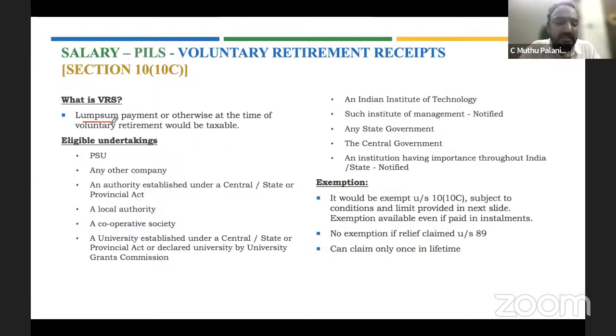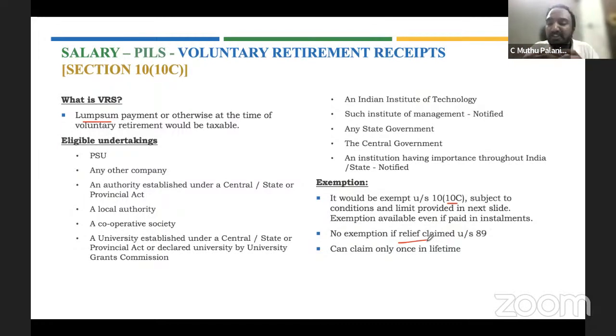So which are the entities eligible? All these entities which are listed here: the public sector units or IIT or state government, central government, local authority. So all these listed here are eligible undertakings. How much is exempt? It would be exempt under section 10(10)(c), subject to the conditions provided in the next slide. And you are not eligible to claim any relief under section 89. So 89, I'll take you through in the last slide. It's basically relief provided for difference in tax timing.